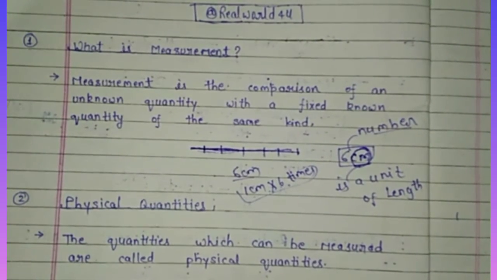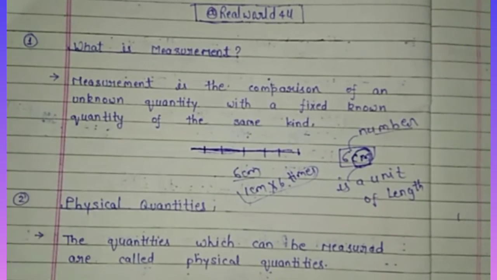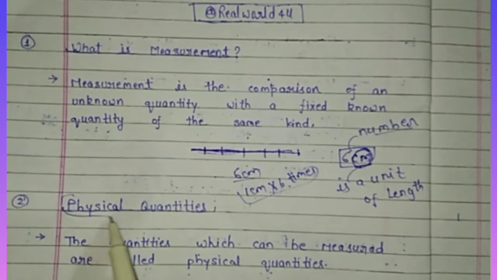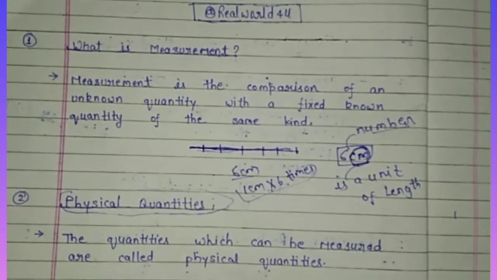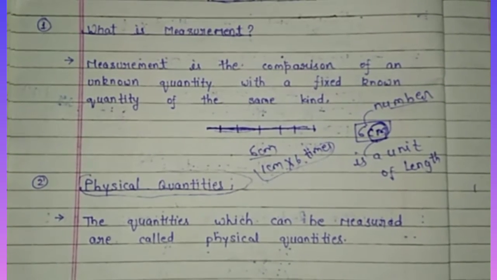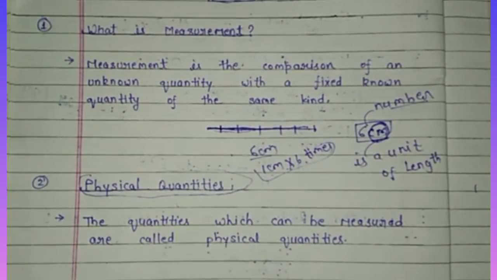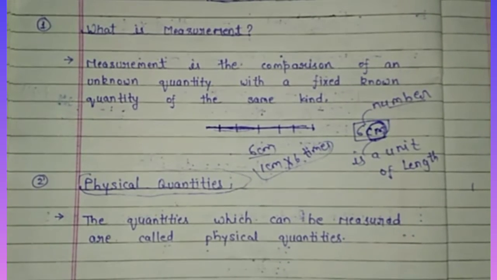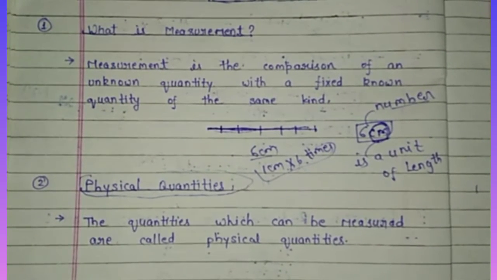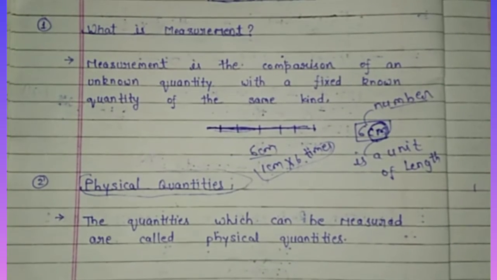Now, the second topic that comes in your textbook is physical quantities. So what is a physical quantity? Let me tell you, quantities such as happiness, sadness. How many happy are you with me? Tell me, can we measure happiness? Can we measure love? Can we measure likeliness? No. The only things we can measure are physical quantities.